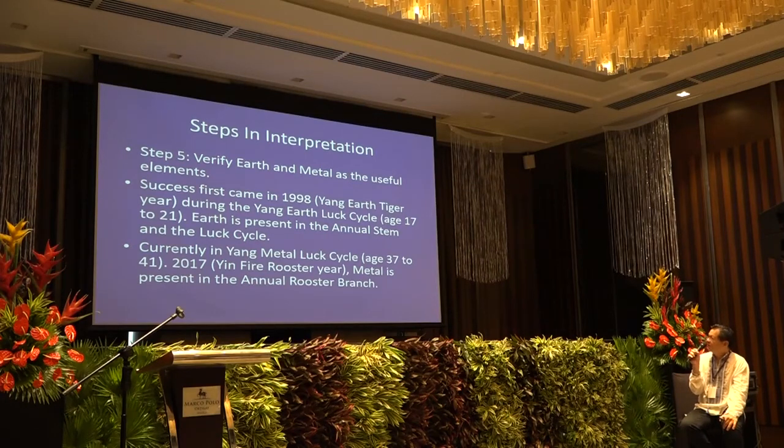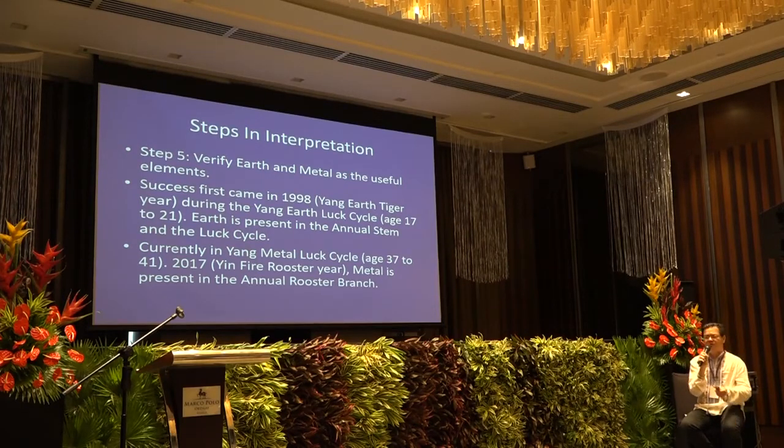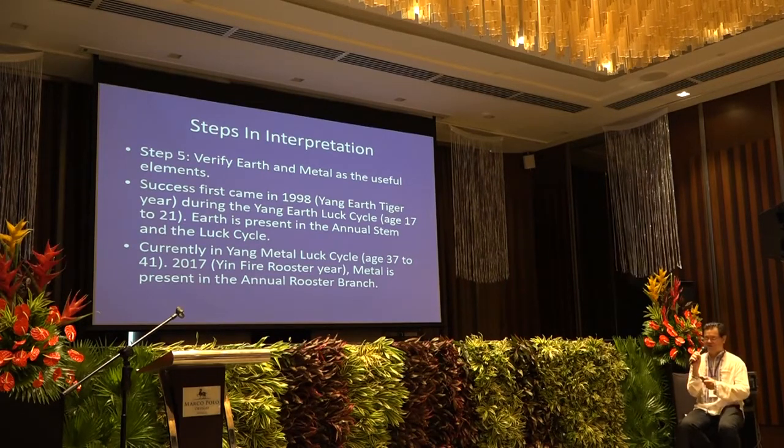Currently he's in the Yang Metal luck cycle, aged 37 to 41, so that's also another favorable period for him. In 2017, the Yin Fire Rooster year, metal is also present in the annual Rooster branch. So clearly his second element, metal, helped him to achieve incredible success globally this year.